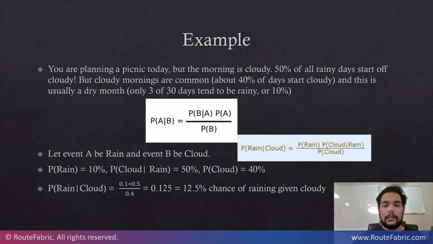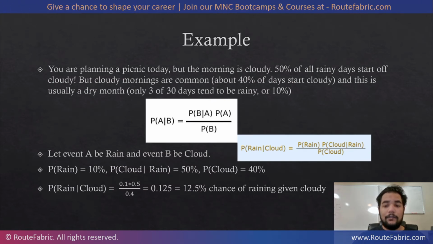Now let us look at an example. You're planning a picnic today, but the morning is cloudy. 50% of all rainy days start off cloudy, but cloudy mornings are common. About 40% of days start cloudy, and this is usually a dry month. Only 3 out of 30 days tend to be rainy, or 10%.